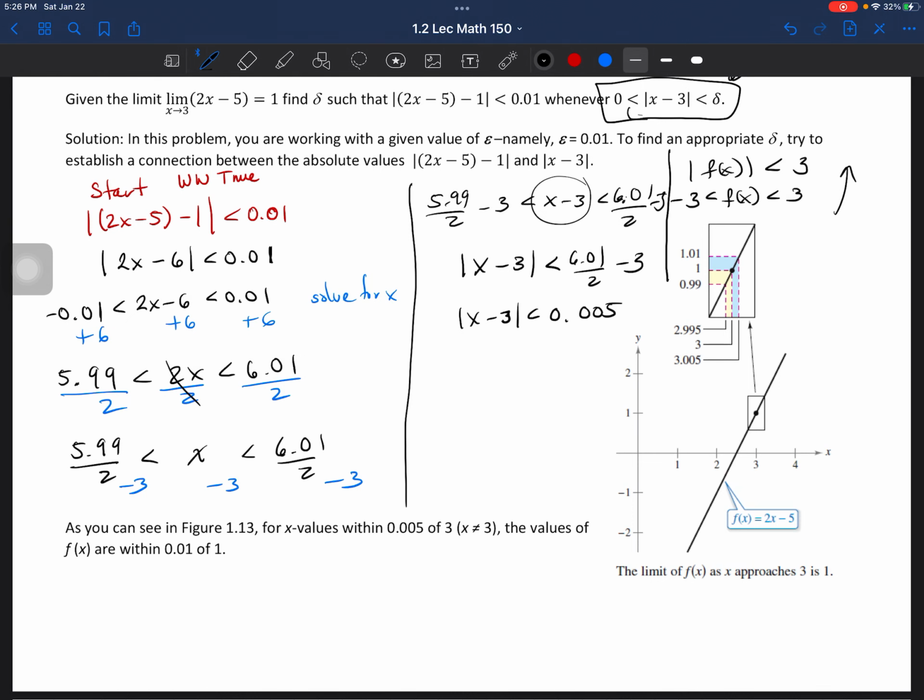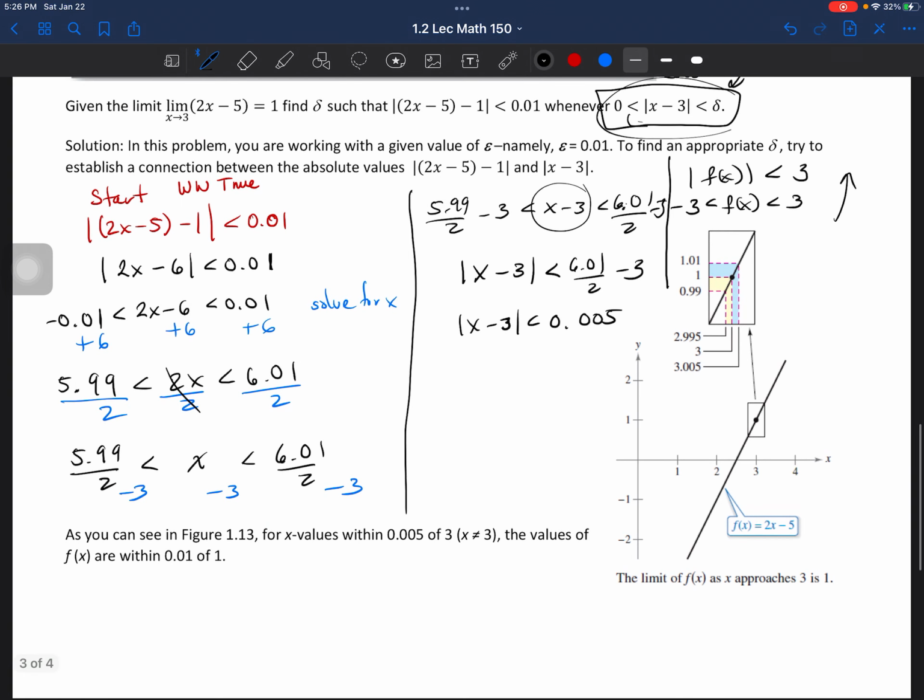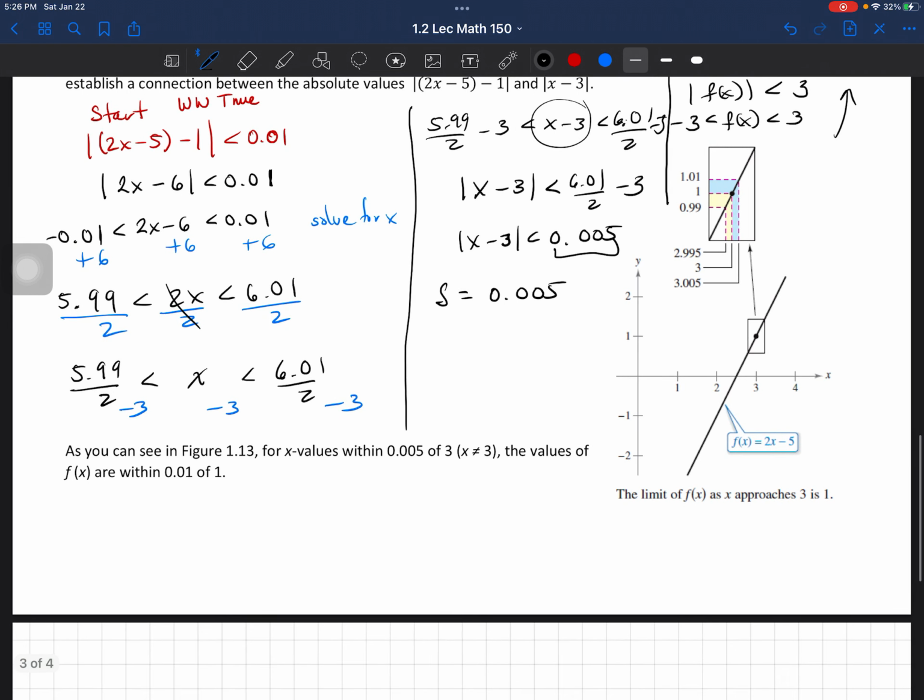And there you go. If we notice, we have exactly what we needed. We have that in here. So that means that this needs to be your delta. So this is your delta. We found our delta. So we can see that the values need to be within 0.005.